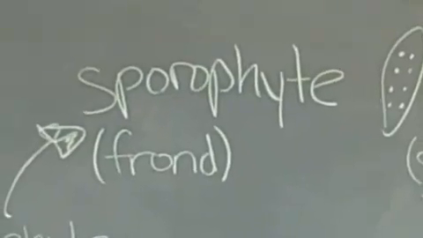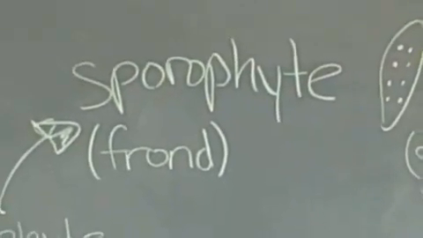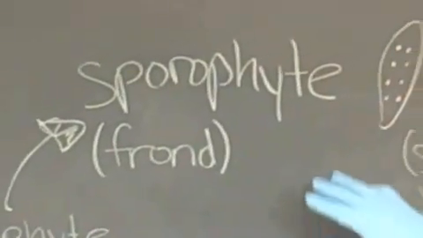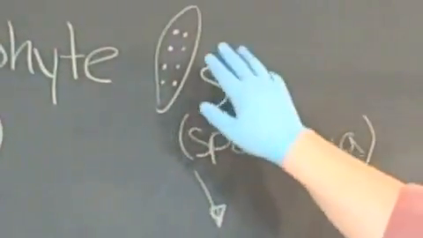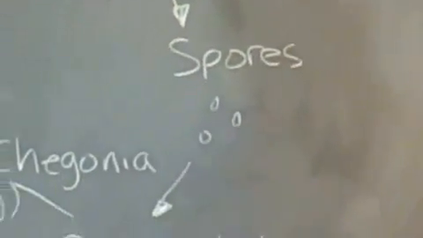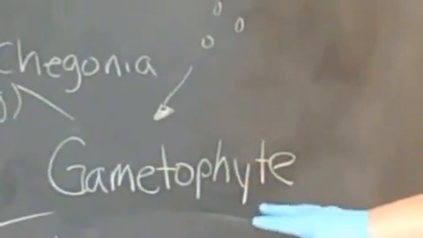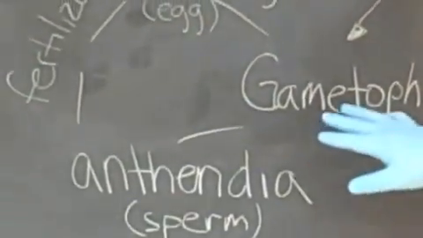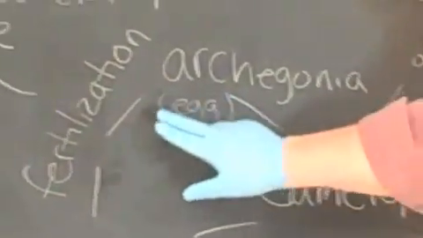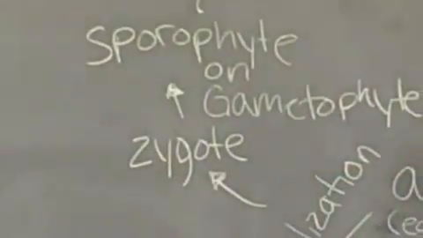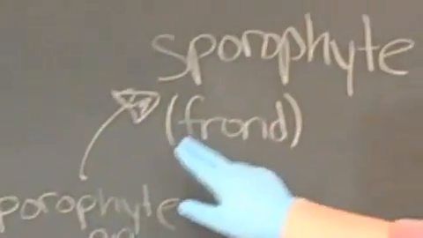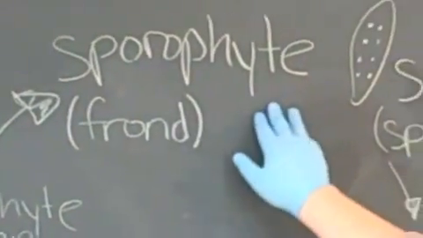Just to recap, why don't we go over the life cycle again? Starting here with the sporophyte, or the frond. Remember, the frond has sori, which are packets of sporangia from which spores are released. These spores fall to the ground and form a gametophyte. On the gametophyte, we have archegonia and antheridia, which release gametes and are fertilized, forming a new zygote. These zygotes form a sporophyte on the gametophyte, which will eventually mature to form a new frond or a new sporophyte.